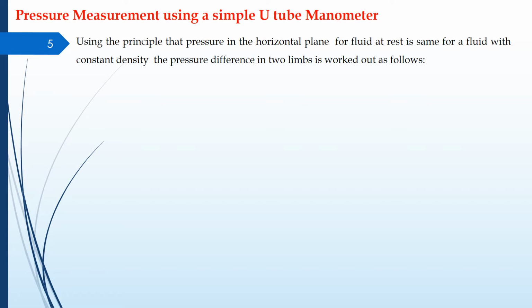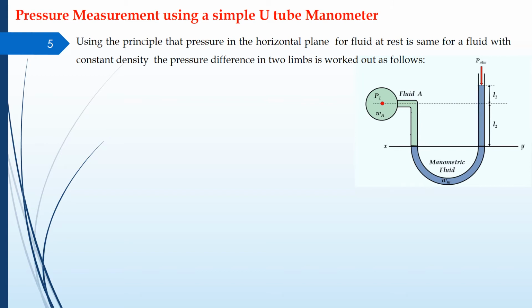Pressure measurement using a U-tube manometer. The principle of pressure measurement in a horizontal plane will be used, in which the fluid at rest will have the same pressure in the same plane. So we have the manometer over here. It is a simple U-tube manometer, one end of which is connected to your pipe which has some pressure P1, and W is the specific weight of that fluid. We can designate this fluid as A. There will be another fluid which will be used.